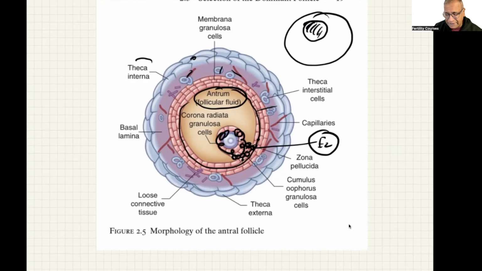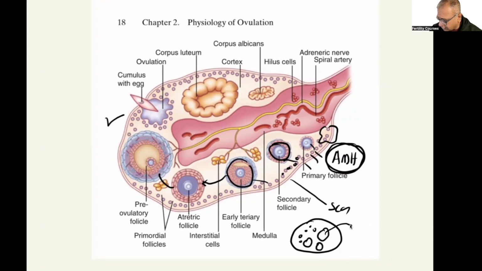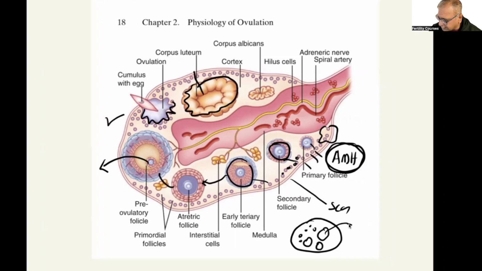So what happens in nature is that the egg is released, and what is left behind is called the corpus luteum. And this secretes progesterone. That's, to a certain extent, how the egg is generated and how it starts working.